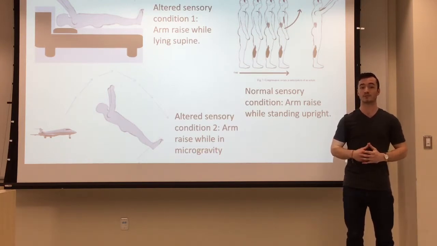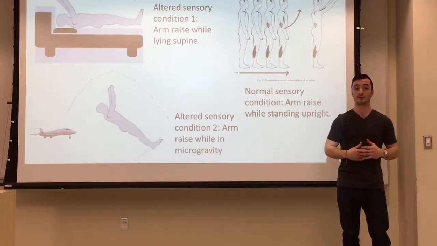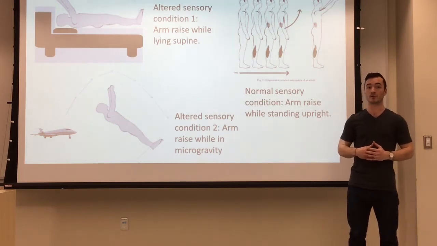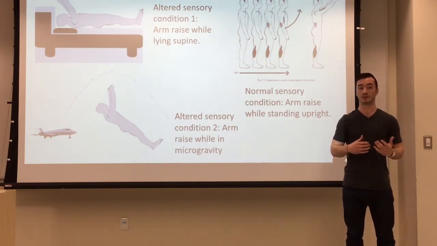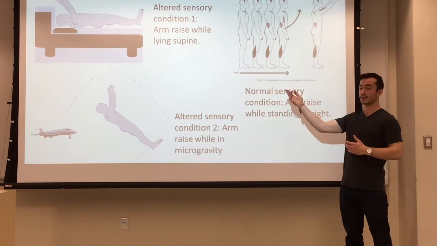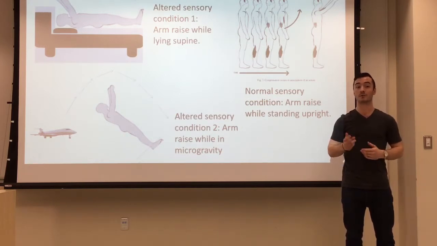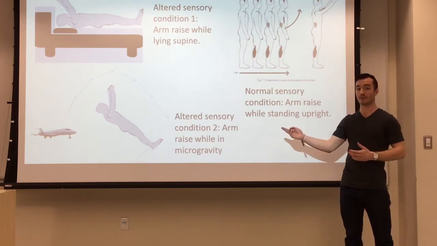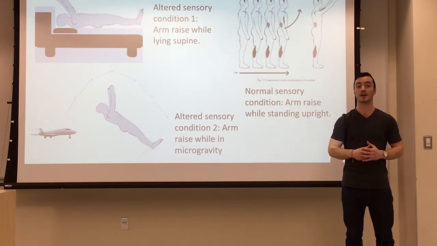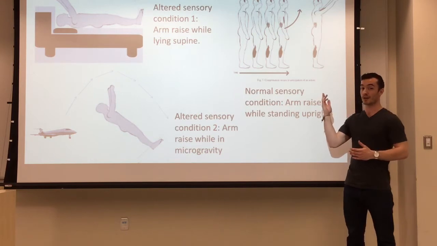To answer this question, arm raises were performed in 3 different sensory conditions, shown here on the slide. It was found that when a shoulder raise is performed in environments with altered sensory conditions, such as the lying down supine and microgravity conditions, where the influence of gravity on the body is altered, the muscle recruitment order is actually reversed. We don't see the APA in the leg during the microgravity and lying down supine arm raises, like we do when we stand upright.